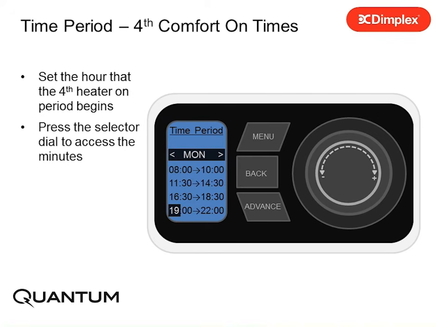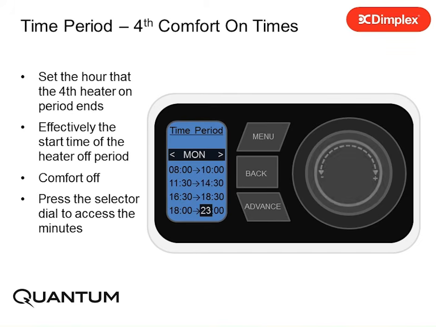Set the hour that the fourth heater on period begins. Press the selector dial to access the minutes. Set the minutes that the fourth heater on period begins. Press the selector dial to access the heater off time.